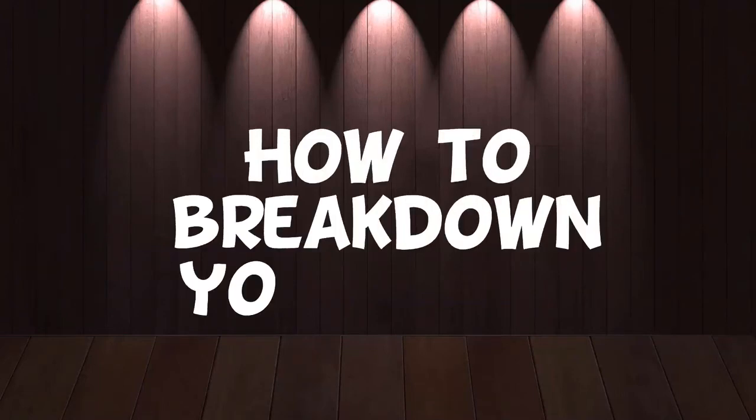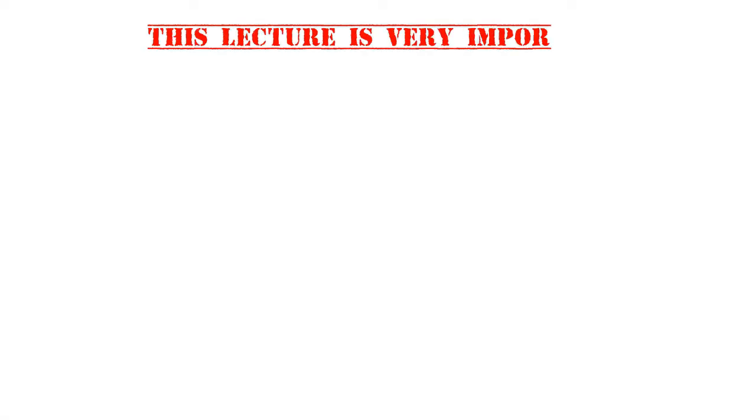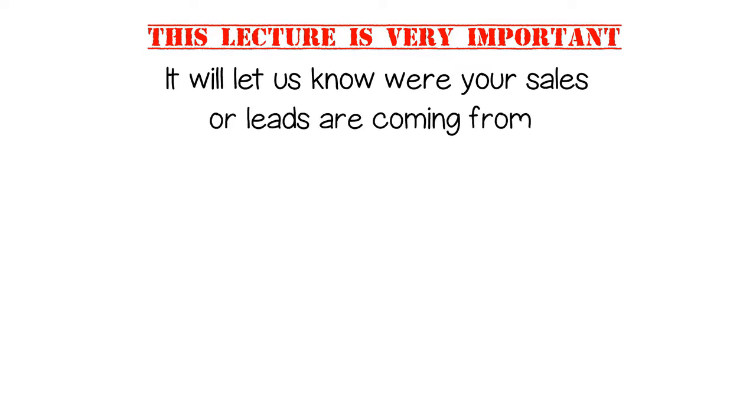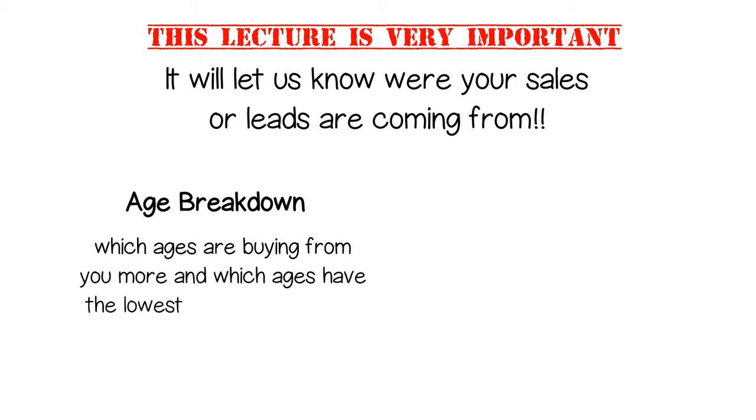Hello guys, in this lecture we are going to talk about how to break down your data. This lecture is very important because it will let us know where your sales or leads are coming from. For example, you can begin with an age breakdown to see which ages are buying from you more and which ages have the lowest cost per purchase or cost per lead.